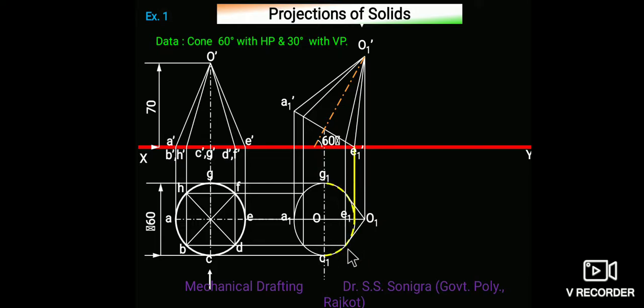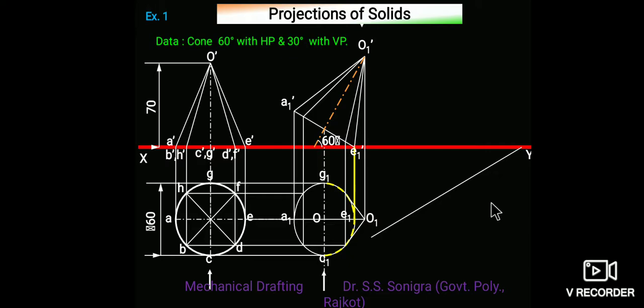And join this curve with this O1 in such a way that it becomes tangent to this ellipse. This line should be tangent. You should not join O1 with G1 directly. No, they should not be directly joined. They should be joined like this. So this is top view, this is front view.